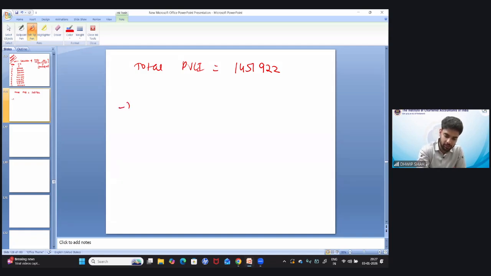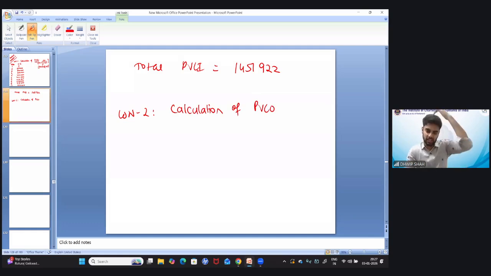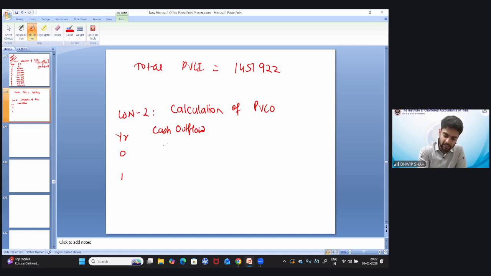Assuming everyone got this, working note 2 would be calculation of PVCO. Since additional investment is made in this question, so year 0 and year 1. Instead of cash inflow, I will write cash outflow now. Can I say cash outflow at year 0? आज के तारीख में 7 lakh हो रहा है, and in year 1 it is 10 lakh. So can I say I need to find present value of this outflow as well? Yes or no? I need to bring this future values to present value terms.